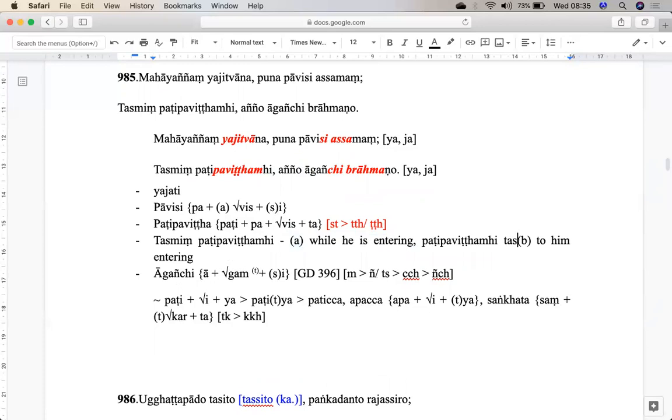So that's the main, because of the stanza. So my question is, in the first case you have tasmin and the verb, then tasmin in this case is kind of the subject. Yes, right? So he saw, and then it is locative, changed to tasmin, because of the locative absolute construction. And in the second way, then, to him. But then why, if it is to him entering, is the entering in the locative case?